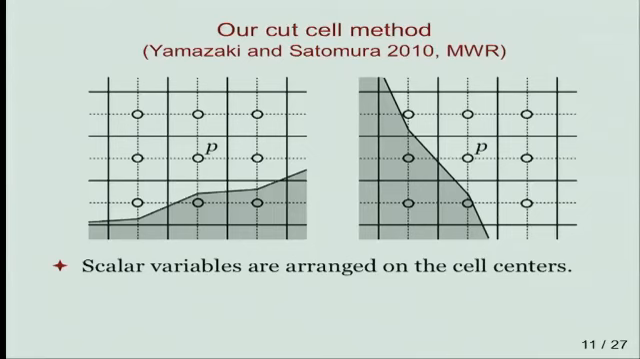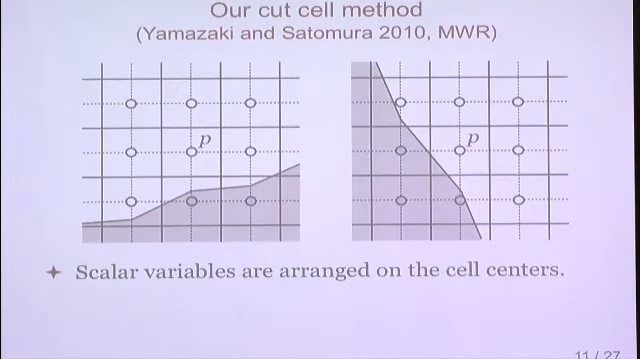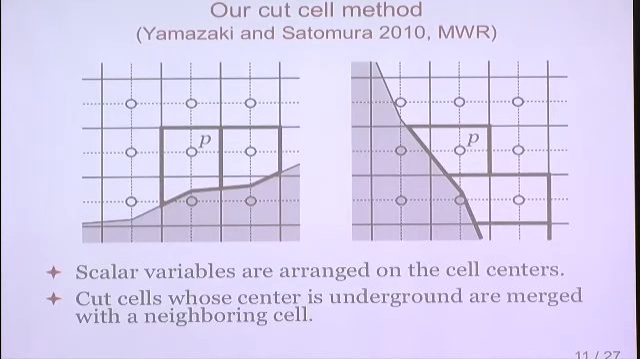For example, let's consider the case shown here. In the left picture, a relatively gentle slope is represented, and in the right picture, relatively steep slopes are immersed in a grid. And in our method, first, scalar variables are arranged on the cell centers, indicated by circles here. And next, cut cells whose center is underground are merged with a neighboring cell, either vertically or horizontally. And the direction depends on the slope angles.